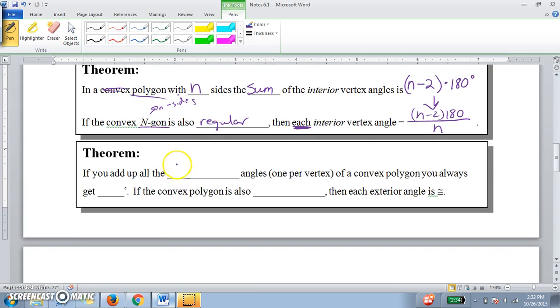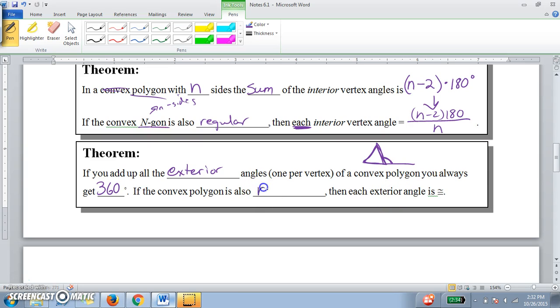All right, so if you add up all of the exterior angles, we've talked about exterior angles with triangles. If you add up all the exterior angles of a convex polygon, you always get 360 degrees no matter how many sides the shape has. It's always 360 for exterior angles. So remember, an exterior angle looks like this. So if this is my shape, this triangle, an exterior angle is outside the shape.